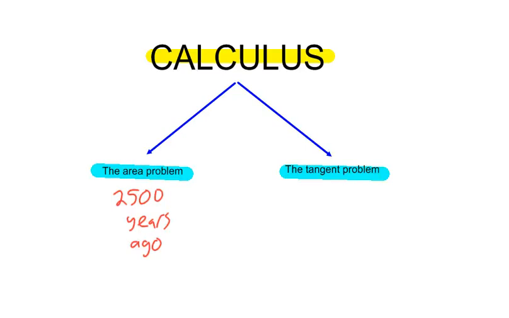I mentioned before in a previous video that the area problem occurred about 2,500 years ago, so we're going to look actually about 2,000 years after that. So we're talking about 500 years ago that this idea of what's called the tangent problem arose. Most things in math and science came about because of a problem that needed to be solved. So we're going to take a look at what this tangent problem is.